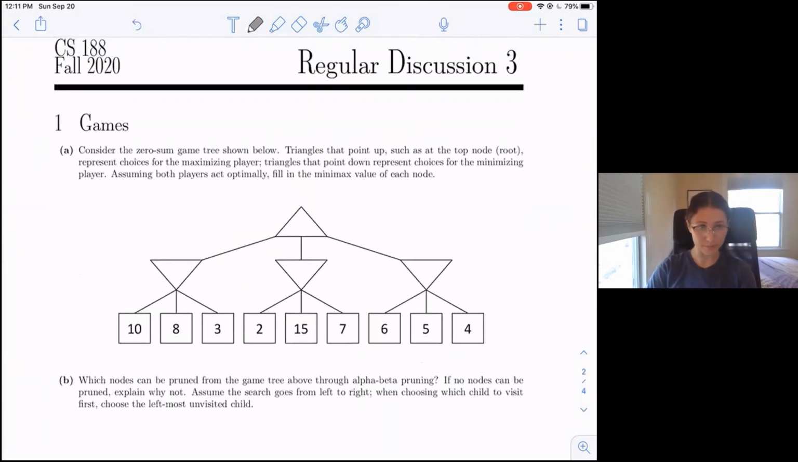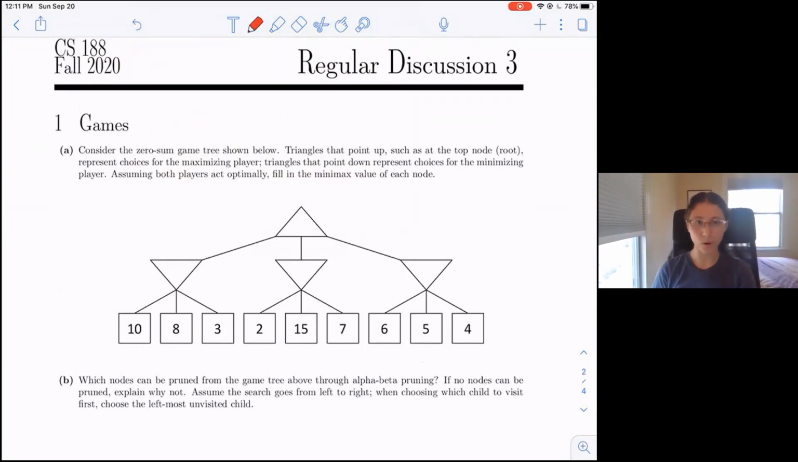So our very first problem says we have a zero-sum game tree below. We already know that triangles that point upwards will be maximizing nodes, and triangles that point downwards are going to be minimizing. Now, both players are going to play optimally, and we want to fill in the minimax value of each node. So what we're essentially going to be running here manually is this minimax algorithm.